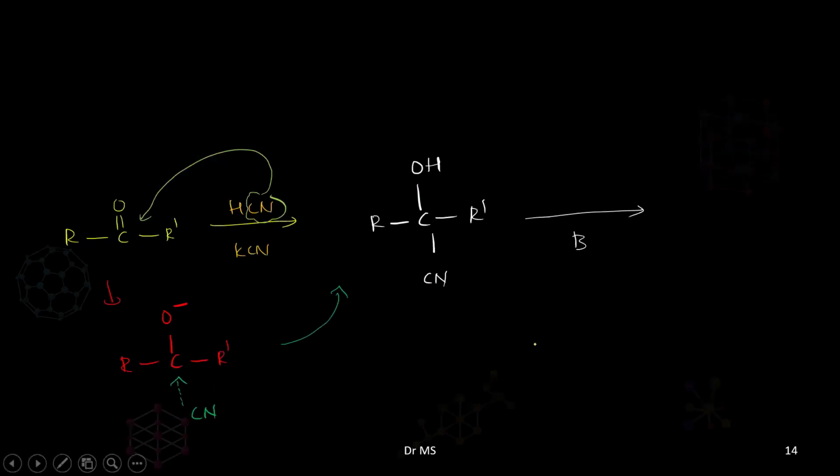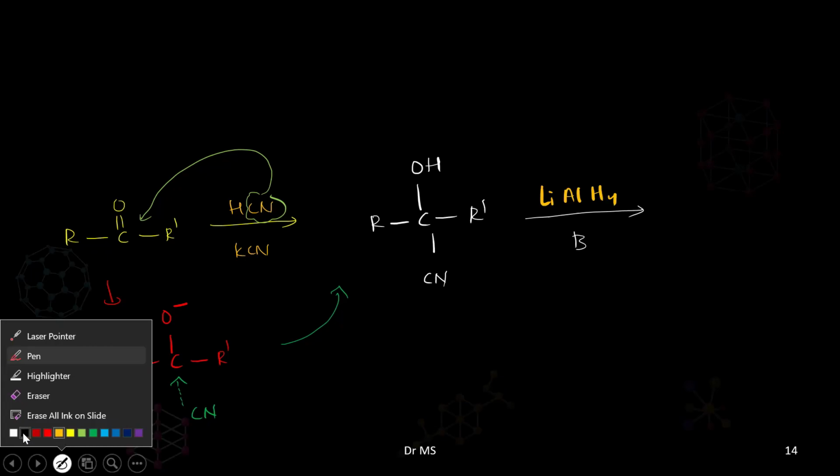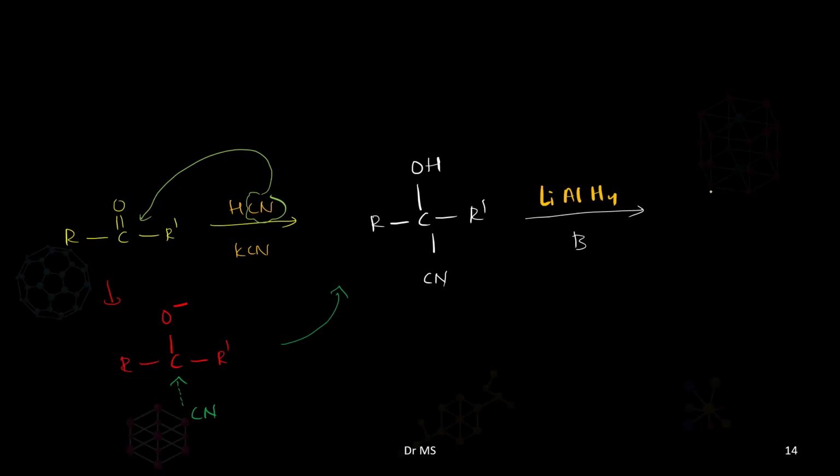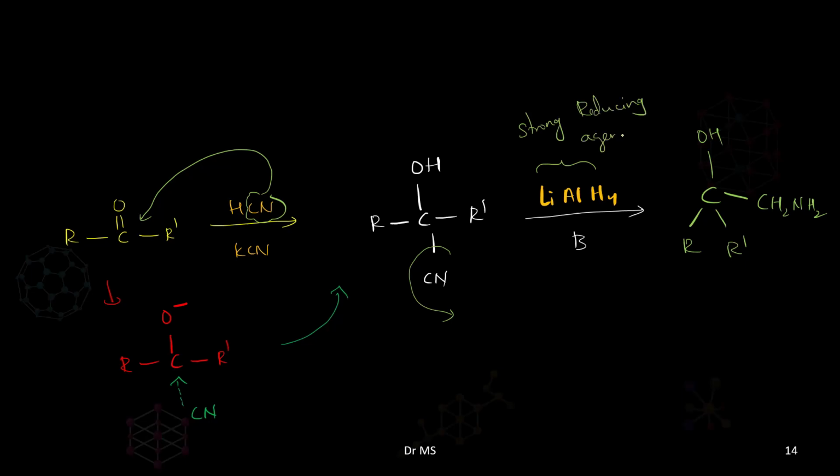So in the presence of LiAlH4, it will finally give carbon, OH. Understood? So whatever the cyanide is there, the cyanide is replaced by a strong reducing agent. Is that clear? Why the option D is correct?